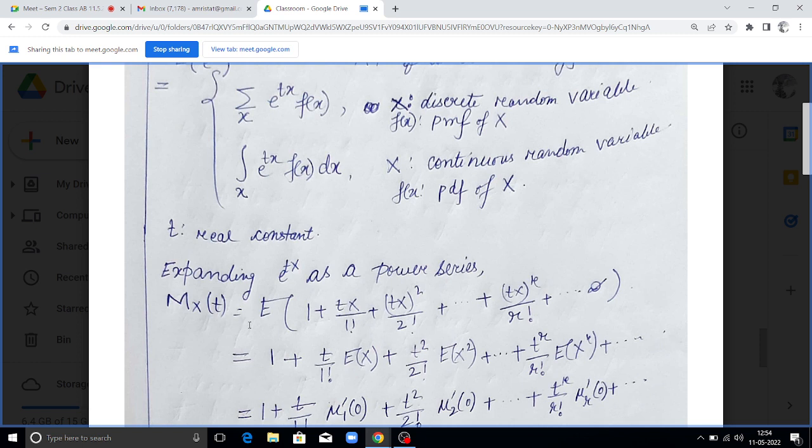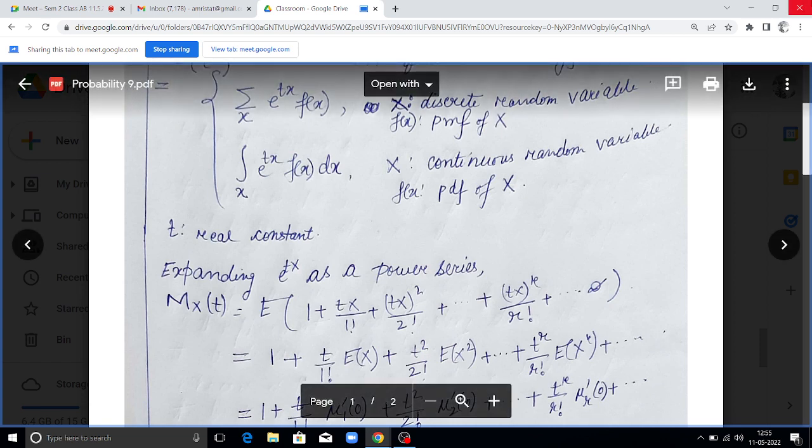And now if I distribute this expectation, expectation has a very good property that it can be distributed over the pluses and minuses. So expectation of 1 is a constant, so it will remain 1. Averaging 1, what do you get? 1, because if you want to average 1 for n individuals, then 1 into n by n becomes 1.